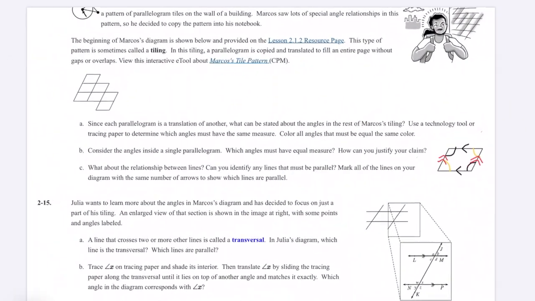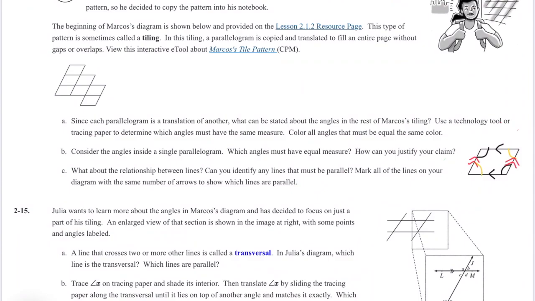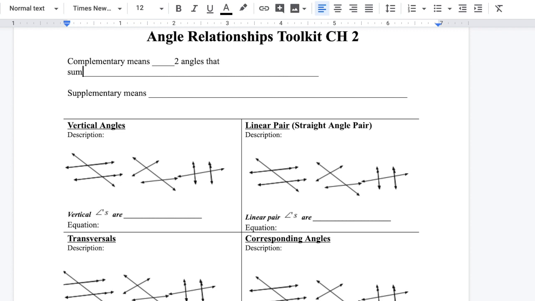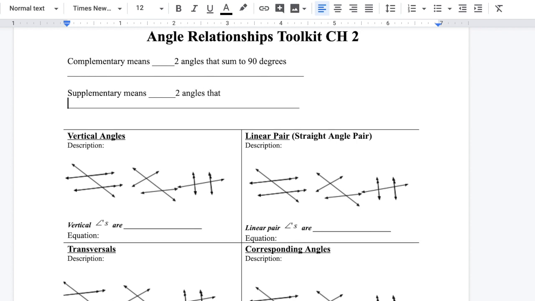And now we'll move on to question 2-15. I want to talk about this toolkit. On the last lesson video that you saw, we didn't pull out the toolkit, and there's some things we should have filled in. So let's start with the complementary. Remember, complementary means two angles that sum to 90 degrees. Now, your toolkit might not look exactly like this, but it should look similar. Supplementary means two angles that sum to 180 degrees.